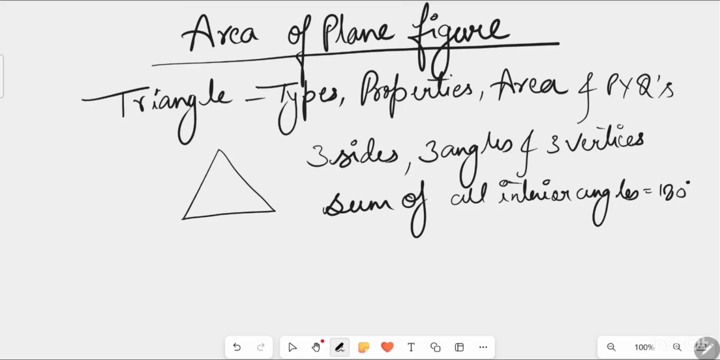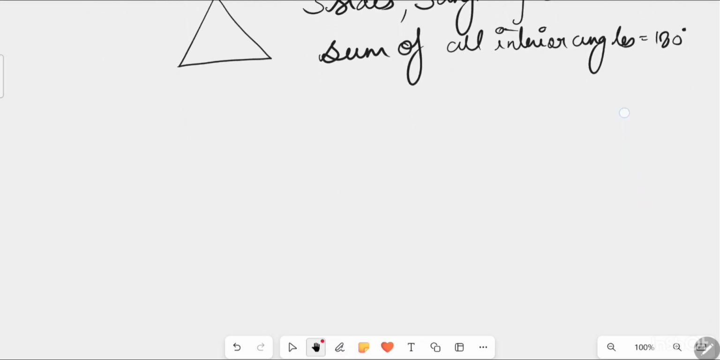Always remember that in any triangle, the sum of any two sides is greater than the third side. This is called the triangle inequality theorem. Now, types of triangles.